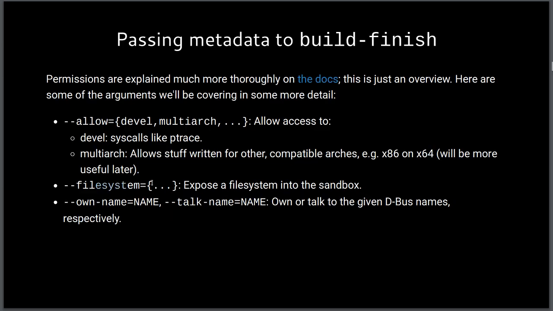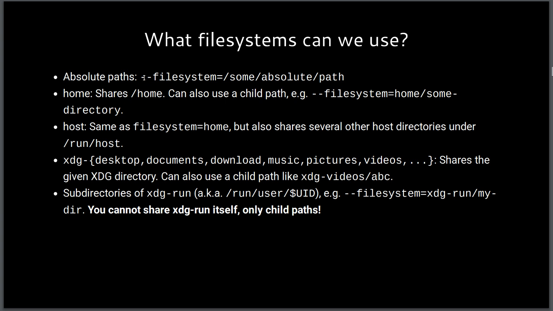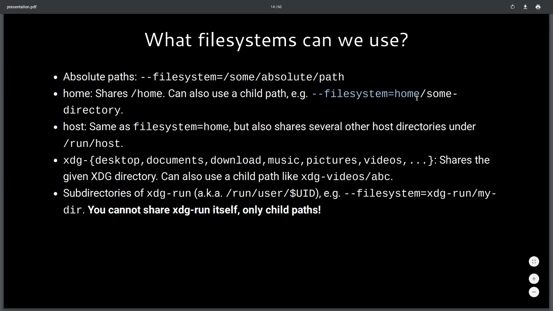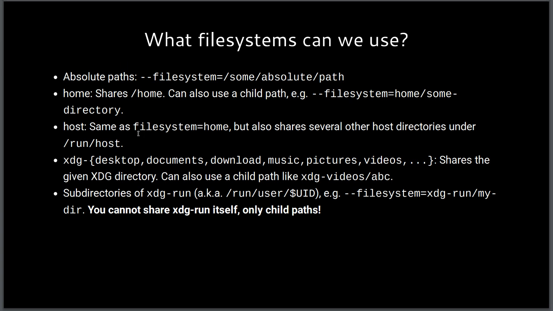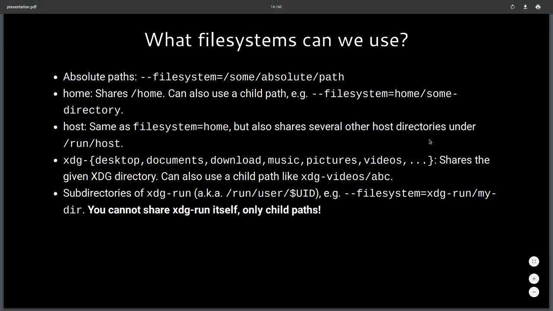And in this filesystem argument, we can pass a bunch of special stuff. We can pass an absolute path. This will make this path available from within our app. We can pass just a word, --filesystem=home, which will share the home directory. We can add a subdirectory to that to just say, share this path relative to the home directory, but not the entire home directory. We can share our entire host file system. Now, there's some gotchas to this. I'll get to that in a moment. But we'll basically add your home directory. We'll also add several host directories under /run/host. We can share some different XDG directories: desktop directory, documents, download, music, pictures.